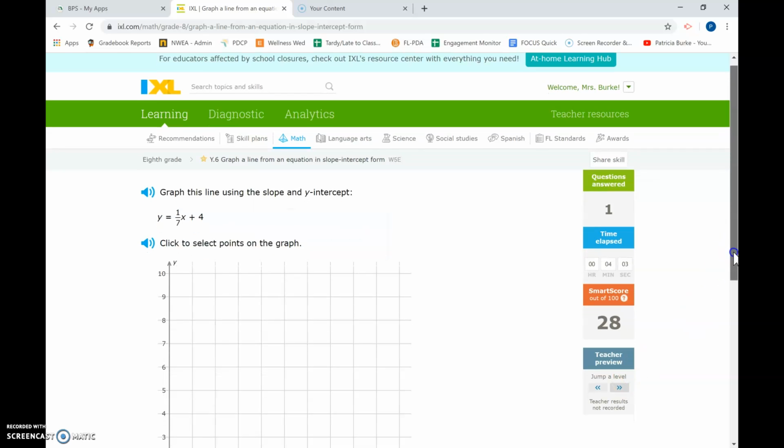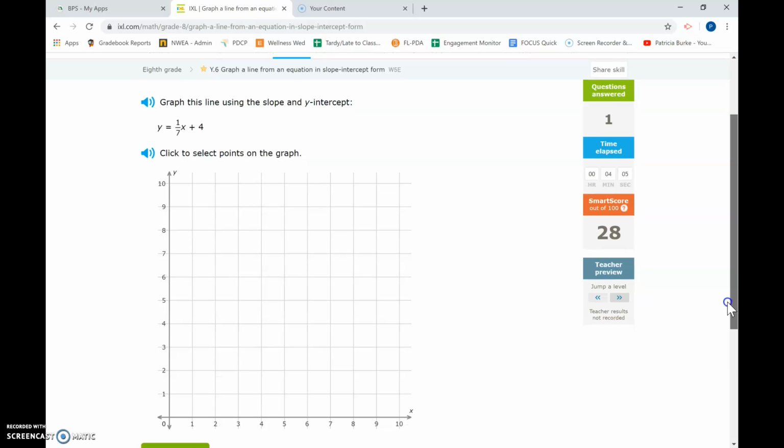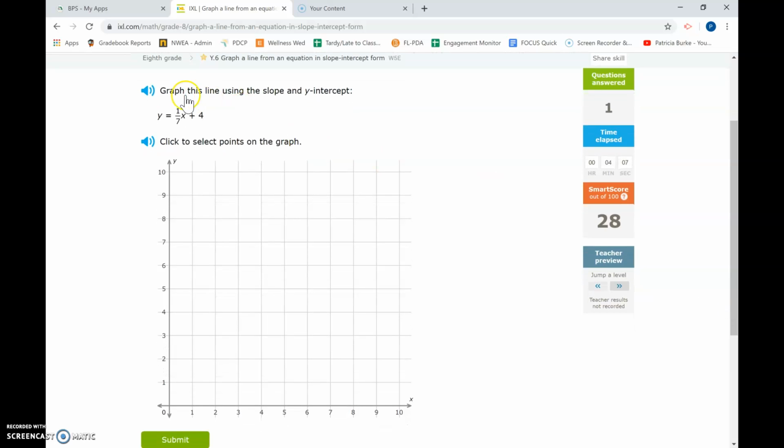So it's the exact same process. Graph this line using the slope and y-intercept. Y equals m, here's your slope right here, x plus b, here's your y-intercept. So this equation tells us our y-intercept is plus 4. So we're going to click on plus 4 where it crosses the y-axis.